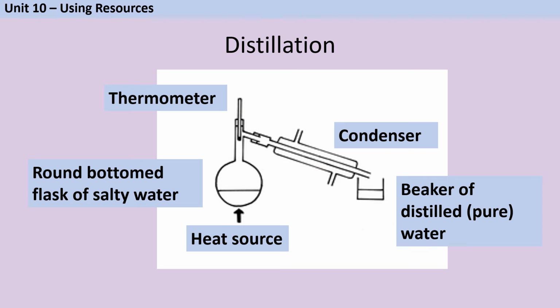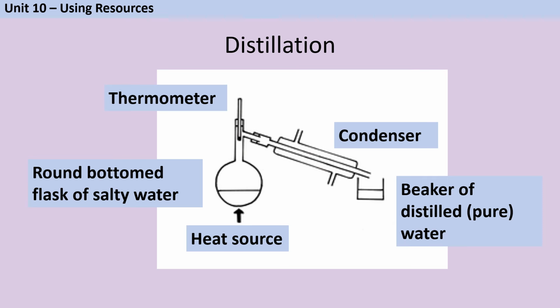The boiling point of water is 100 degrees C, so when the water is boiling, that's the temperature that should show on my thermometer. Now the salts and the other substances that are dissolved in the water have a much higher boiling point. So at 100 degrees they don't boil, in fact they haven't even melted, so they'll be solids, so they'll be left behind.